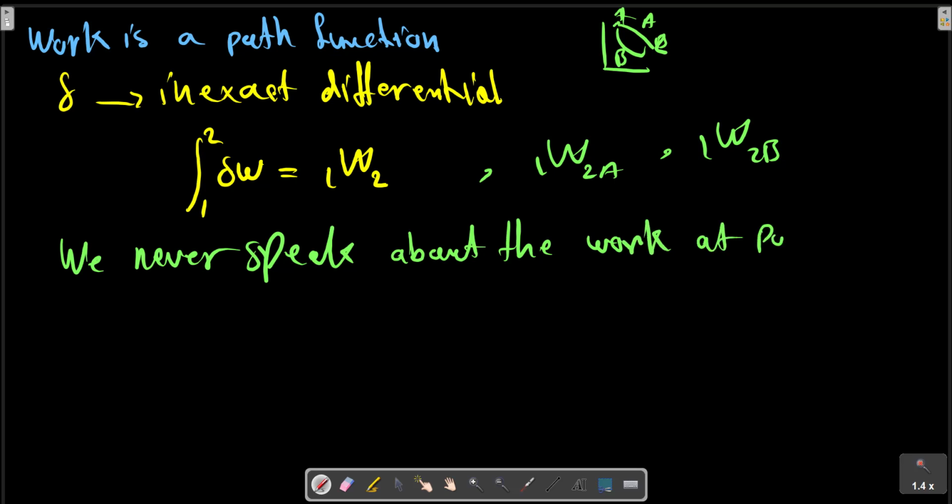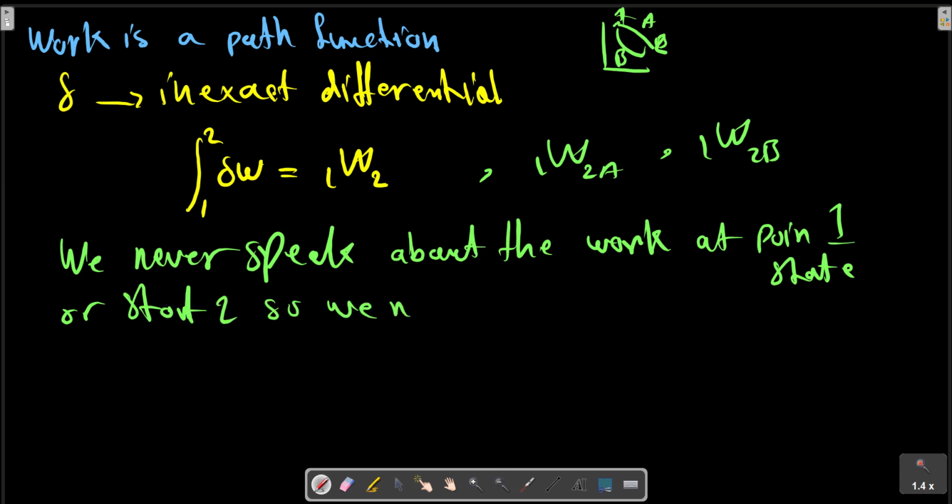at point 1, state 1 or state 2, so we never write W2 minus W1. We talk about the process from state 1 to state 2.